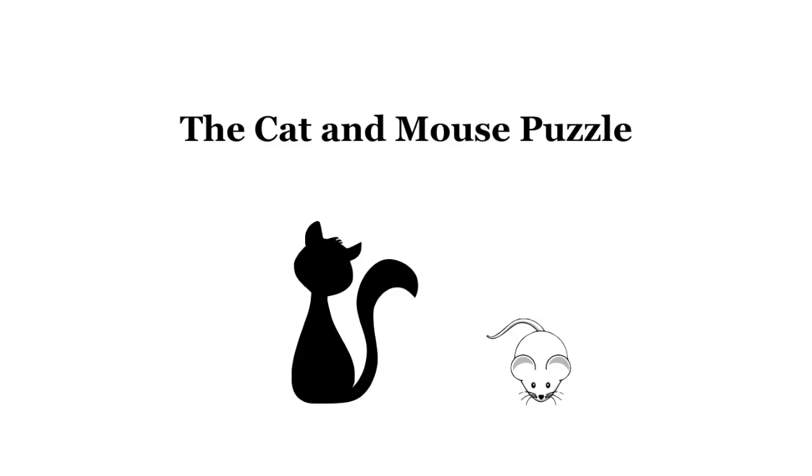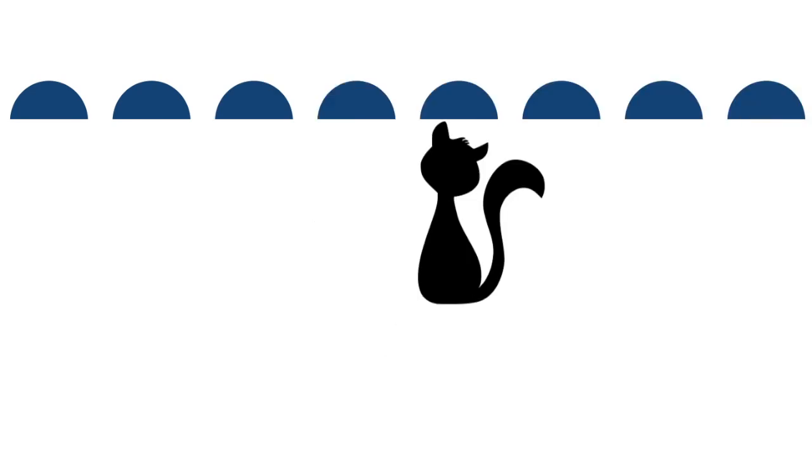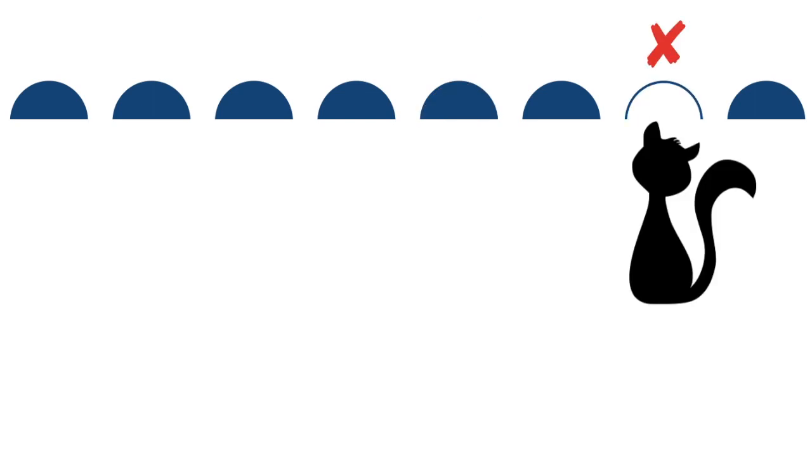The Cat and Mouse Puzzle. You are a cat trying to catch a mouse. The mouse is hiding in one of 8 holes. You may check any mouse hole. If you don't find the mouse, you may keep checking. If you do find the mouse, you can eat it or become friends.